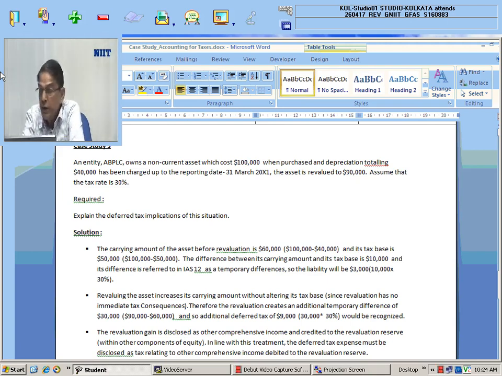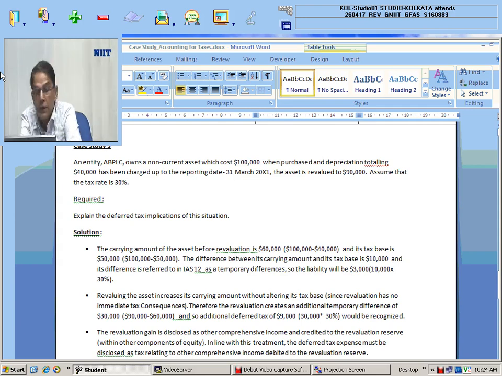Therefore, the revaluation creates an additional temporary difference of 30,000. The asset is revalued from 60,000 to 90,000. That creates an additional temporary difference of 30,000. And so the additional deferred tax liability will be 30% of 30,000, which is 9,000. That has to be recognized. Is that clear?